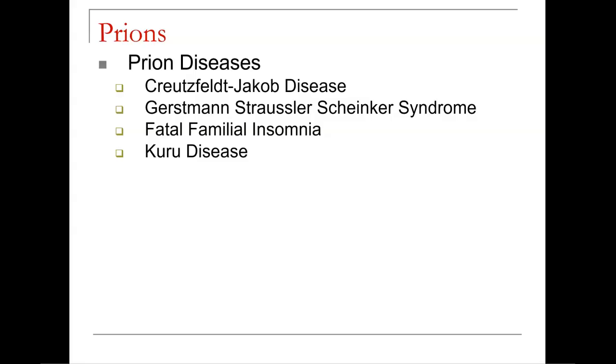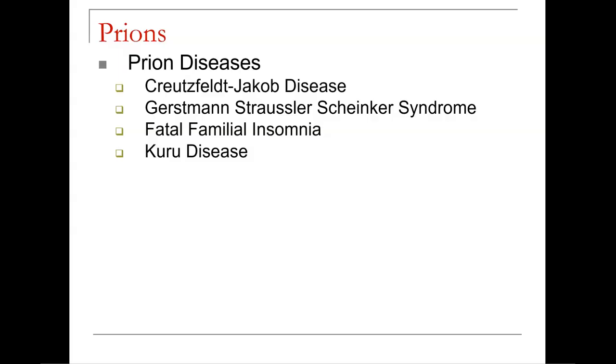First, we have Creutzfeldt-Jakob disease. This is a rare, fatal neurodegenerative disease that affects the brain. It's caused by abnormal proteins called prions that accumulate in the brain and lead to progressive dementia and death. Some of the symptoms: it starts out with memory loss and confusion. You have changes in behavior and personality. Eventually it leads to difficulty in walking and coordinating movements, muscle stiffness and spasms, which then lead into seizures, hallucinations, blindness, and eventually death.